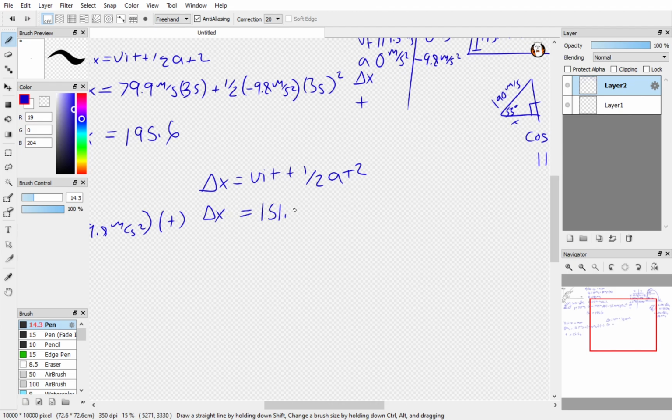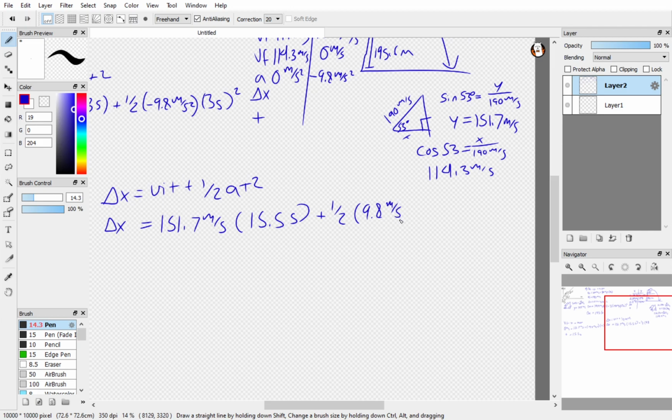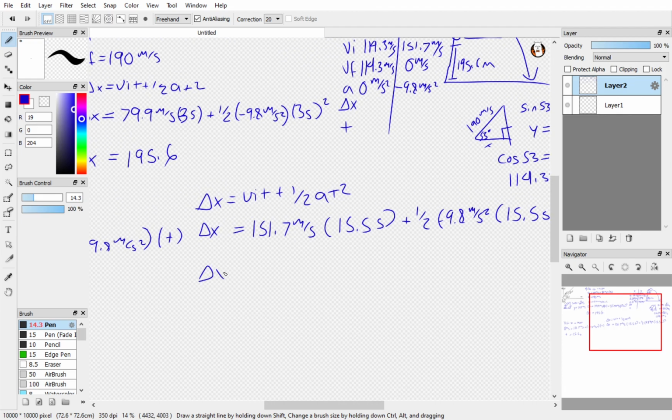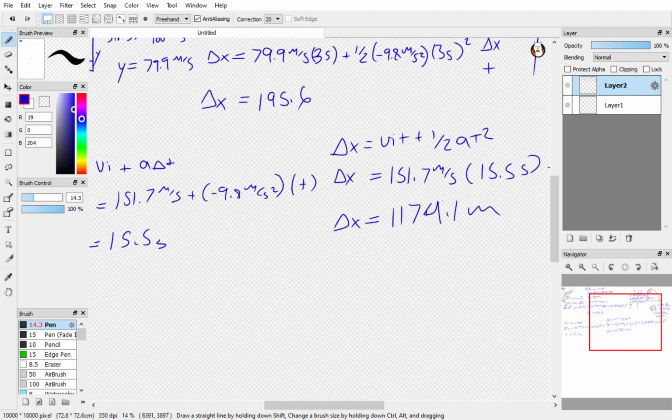So it'd be 151.7 meters per second times 15.5 seconds plus 1/2 times negative 9.8 meters per second squared times 15.5 seconds squared, and then delta x would be equivalent to 1174.1 meters. Now, with that information, we can solve for the max height.